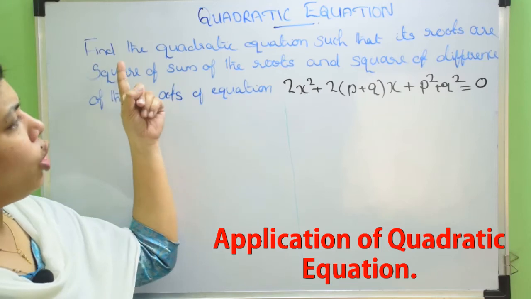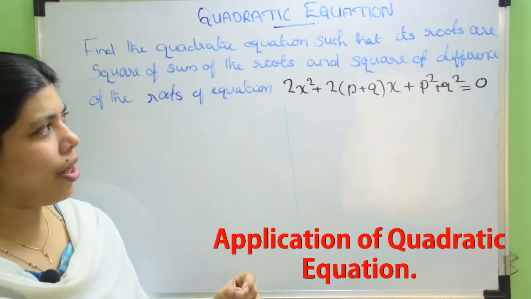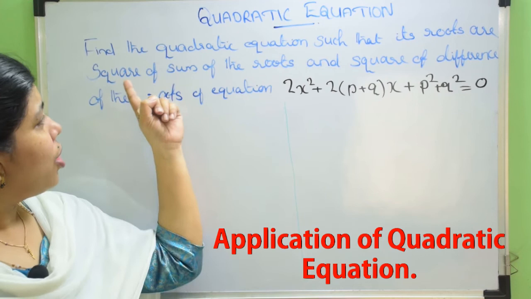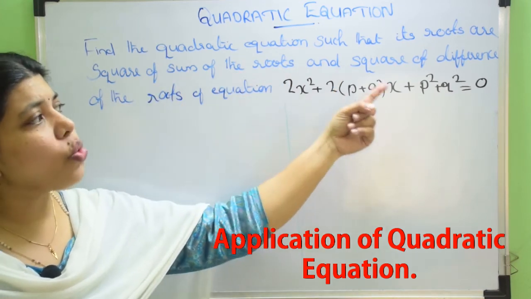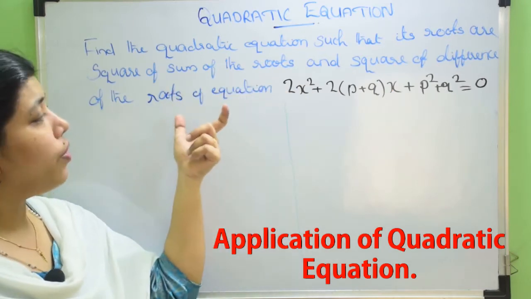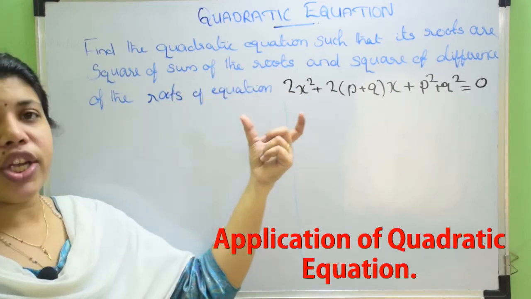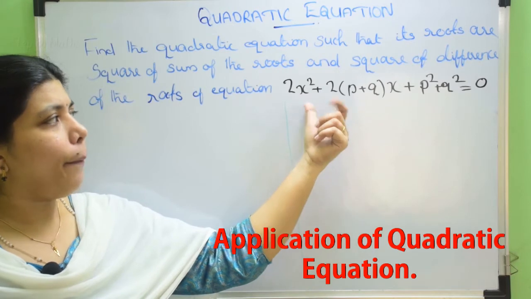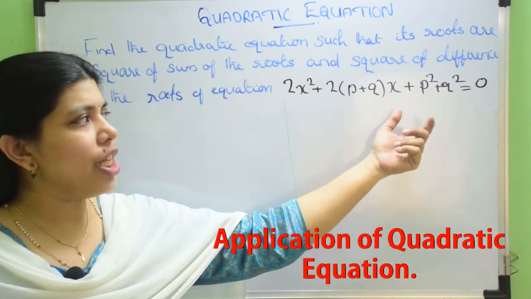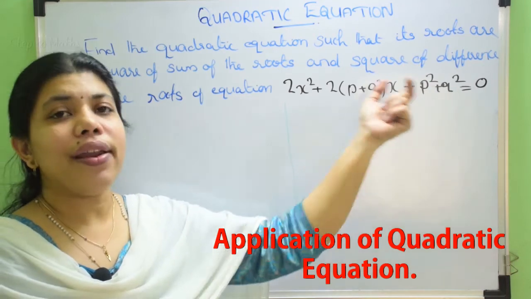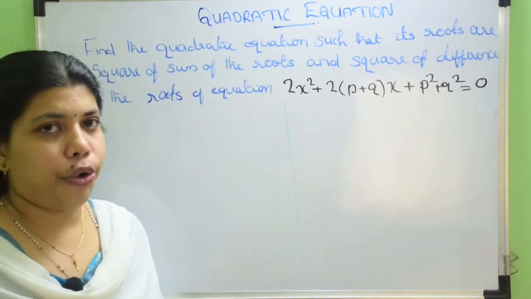Question: find the quadratic equation such that its roots are the square of the sum of the roots and the square of the difference of the roots of the equation 2x square plus 2(p plus q)x plus p square plus q square is equal to 0.